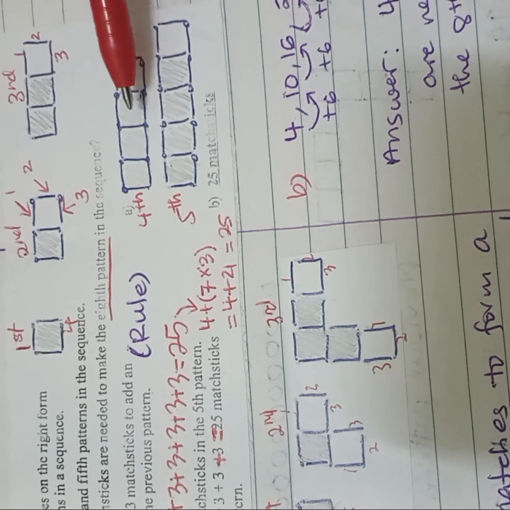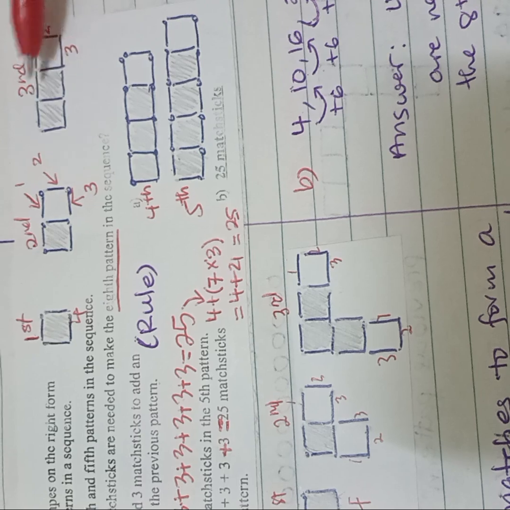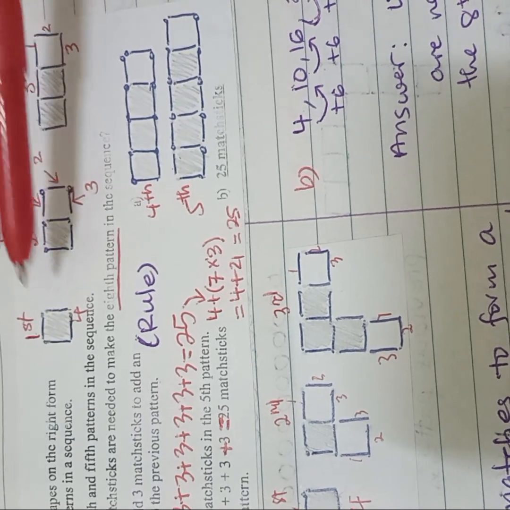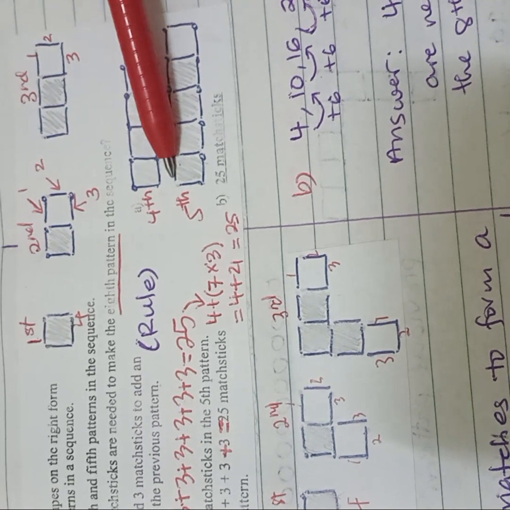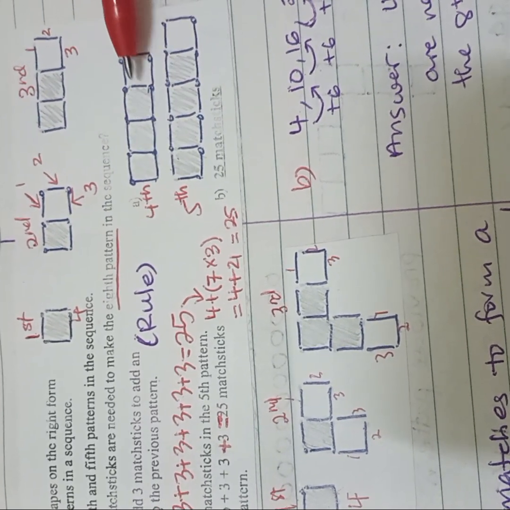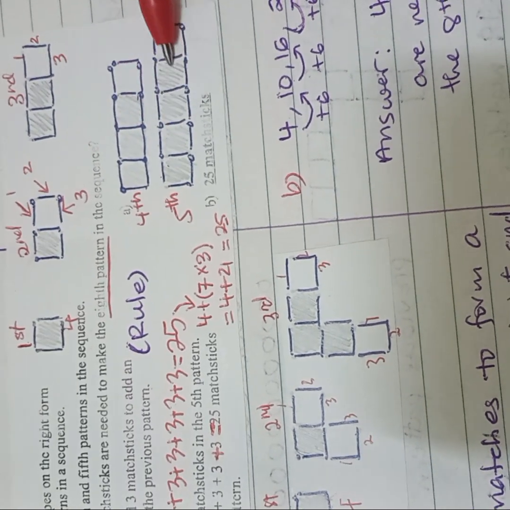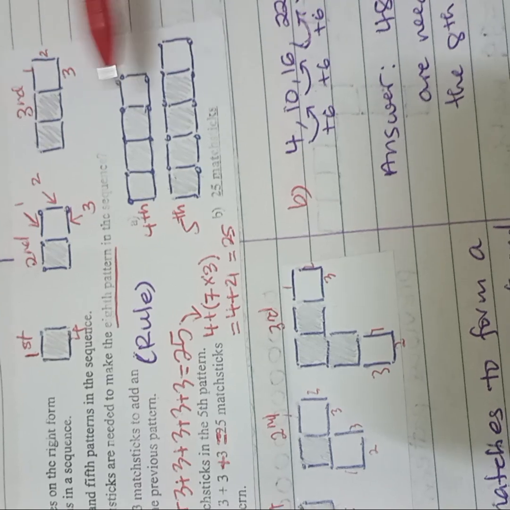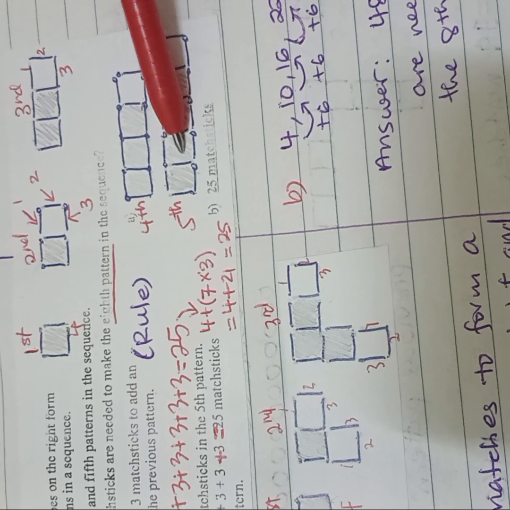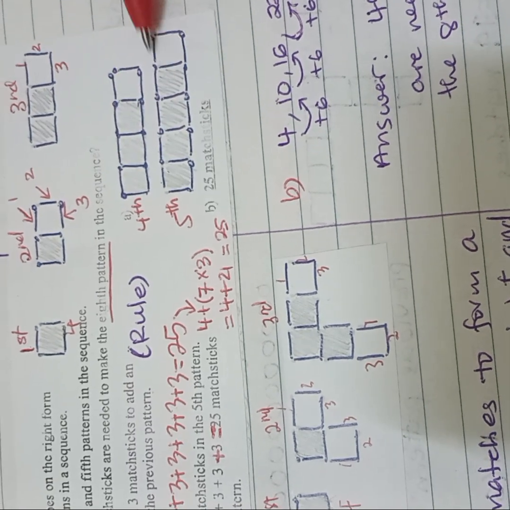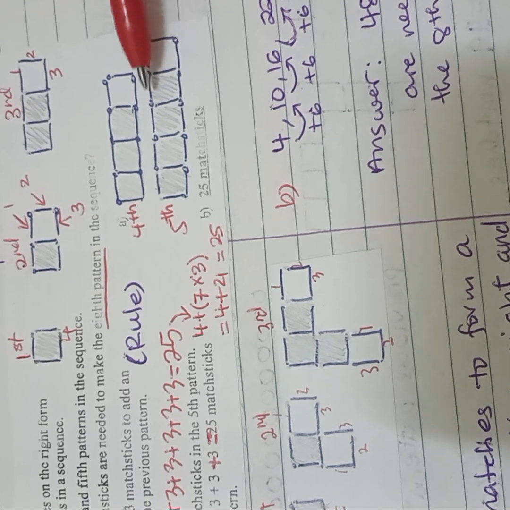And you can clearly see that just by looking at the number of squares, the first one is made up of 1 square, the second one is 2 squares, the third one is 3 squares, the fourth one is 4 squares, and so the fifth one will be 5 squares. And to confirm, by following the rule, the 4 squares are from the fourth pattern, and the rule says add 3 more matches to the right side to form the fifth one.